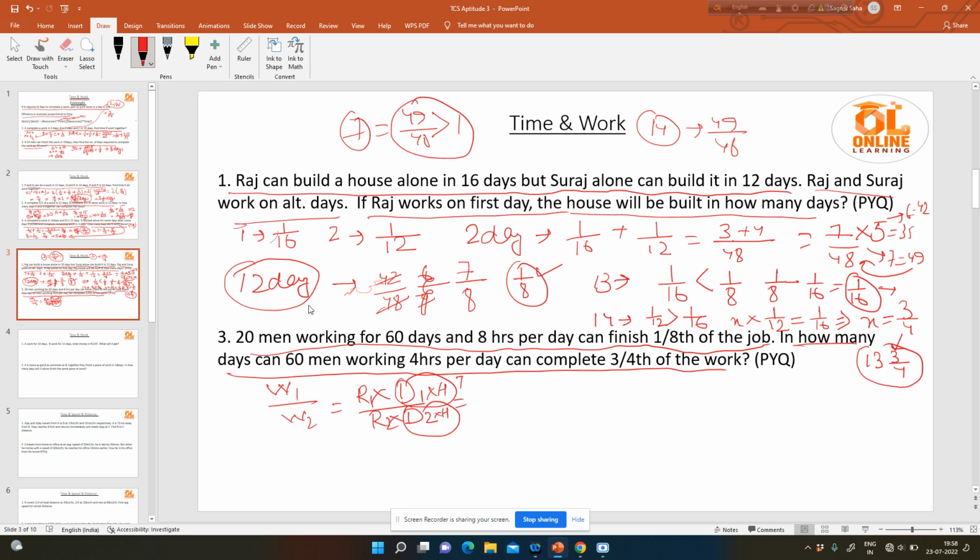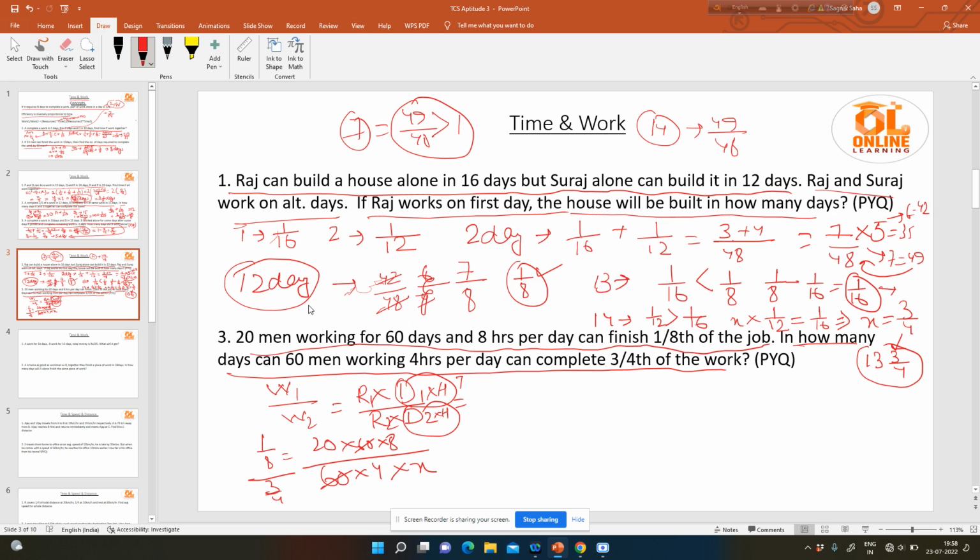Okay, first 1 by 8 work is done by 20 men in 60 days working for 8 hours. So now we have to complete 3 by 4th work. In how much time? 60 men are working 4 hours per day. So we have to find how many days are needed. Let us consider it as x. Okay, now we have to just calculate.